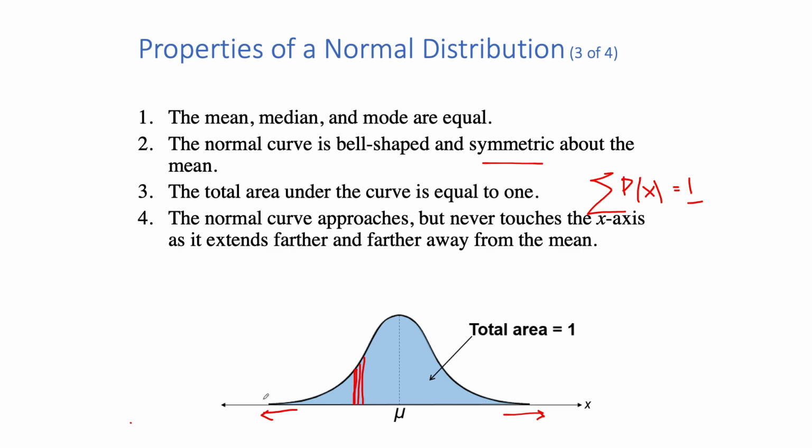It looks like it is basically touching the axis the way it's drawn here, but that's signifying that the further you go from the center of the distribution, the values get rarer and rarer, and the probability basically collapses close to zero, but it never is exactly zero. It'll be basically very close to zero. Okay.